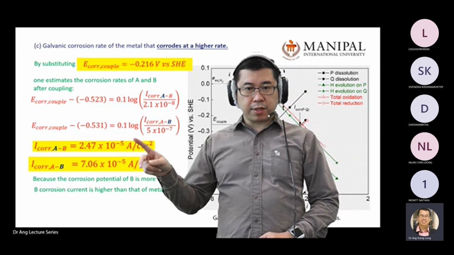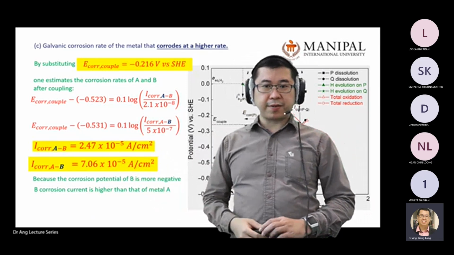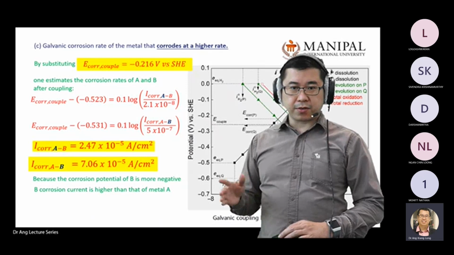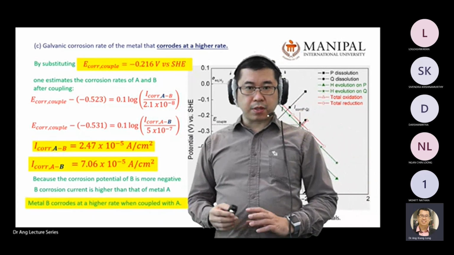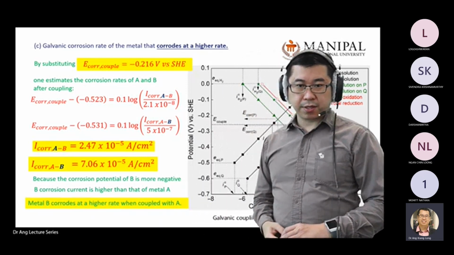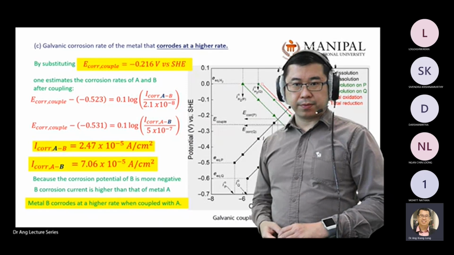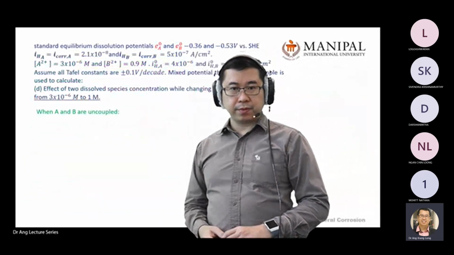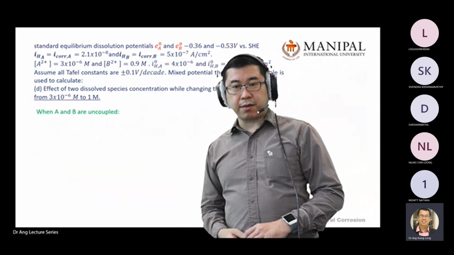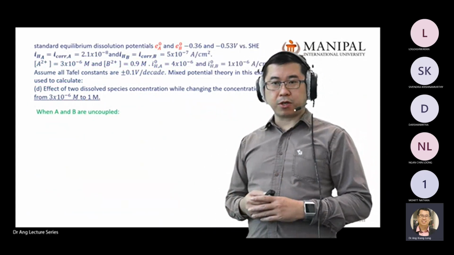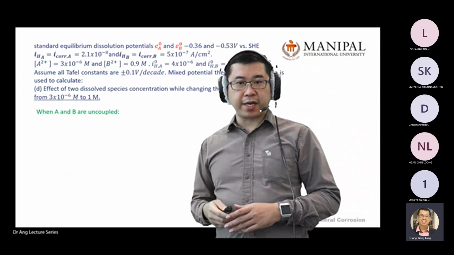So here it tells you that B corrodes faster. Okay, so this is C. We go for the last slides. What happens if you increase the concentration of your A?